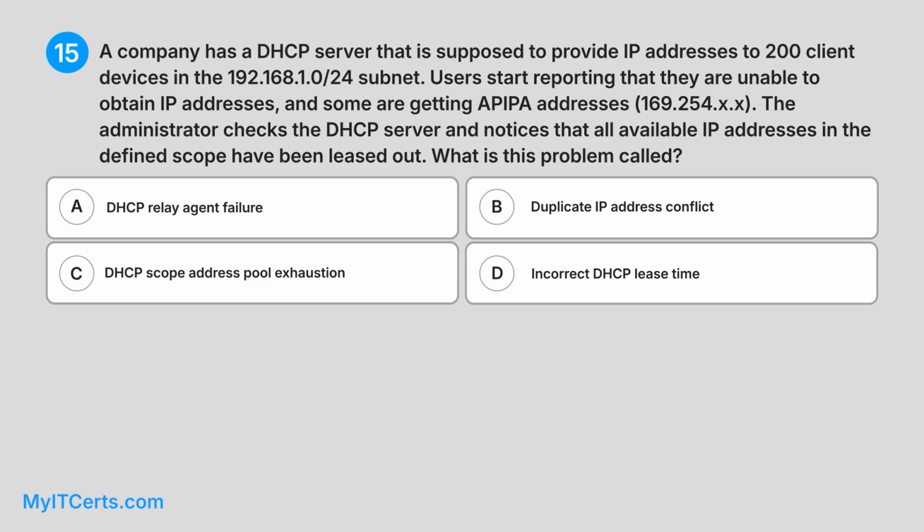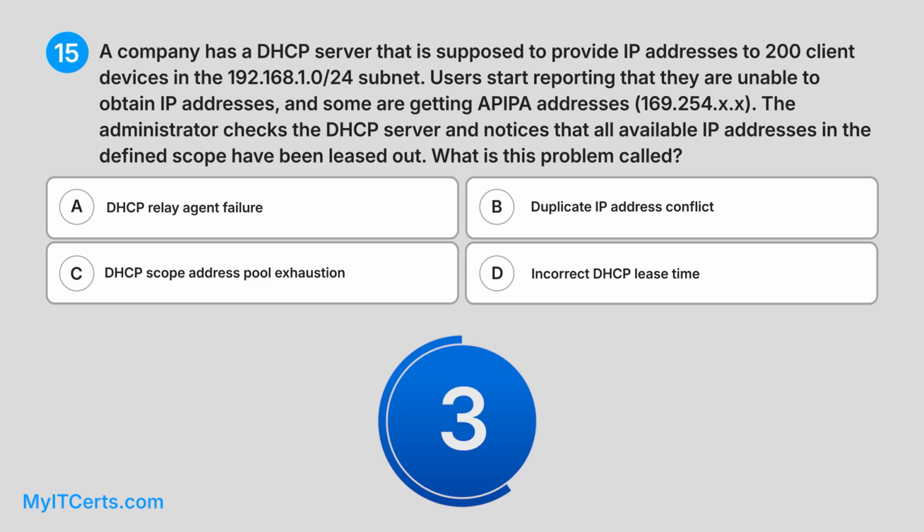A. DHCP relay agent failure. B. Duplicate IP address conflict. C. DHCP scope address pool exhaustion. D. Incorrect DHCP lease time. Can you guess the answer?